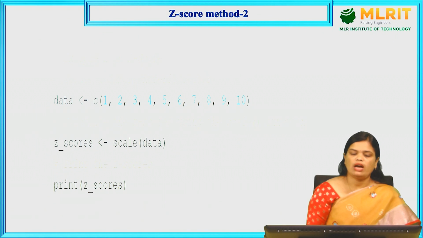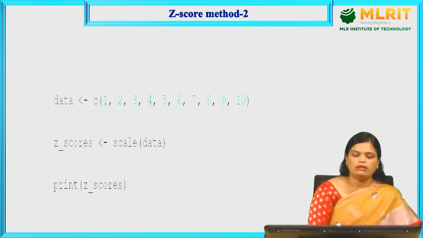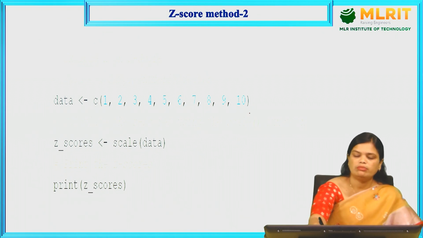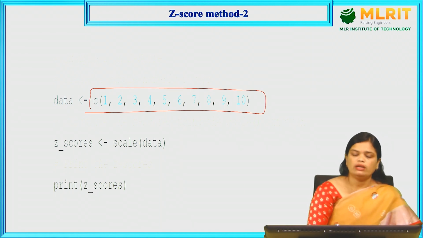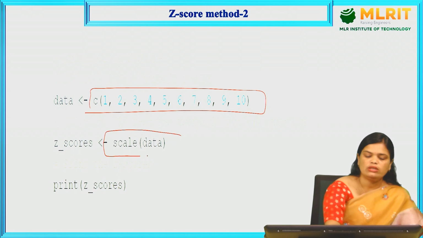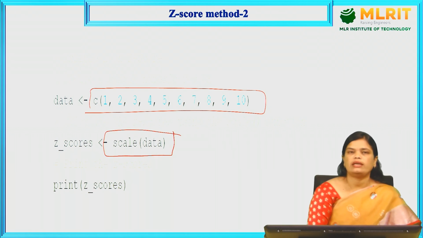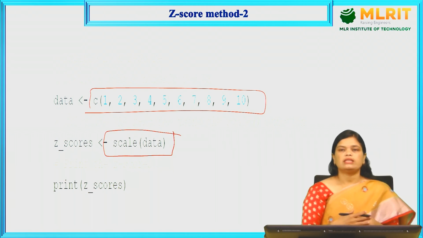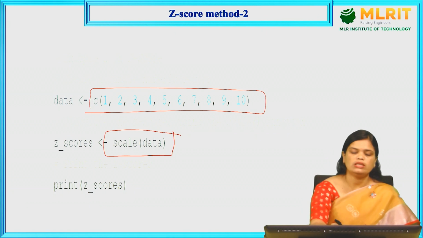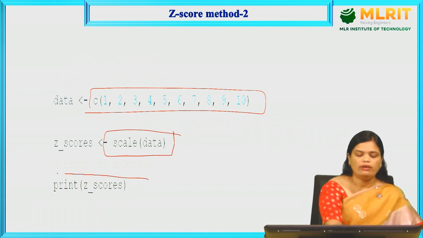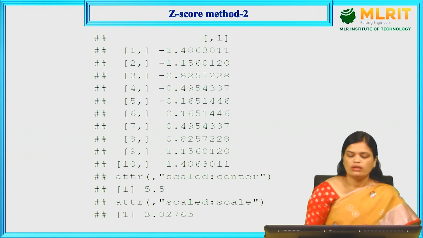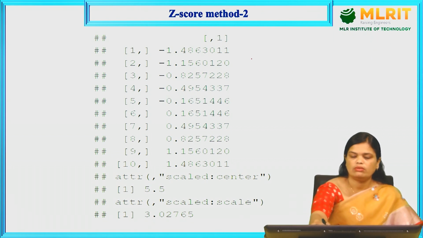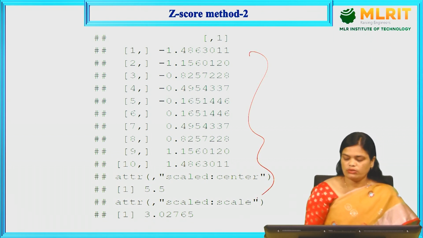Instead of this, we have a second method. The second method is also applied on the same data of the previous example. We have a vector, it is moving from 1 to 10, and instead of calculating the mean and standard deviation, we are applying a scale function here. Scale function is applied on the data, and we are printing the Z-score directly here. So observe the values. So these are the Z-scores we have got.